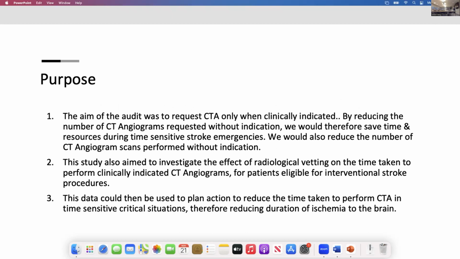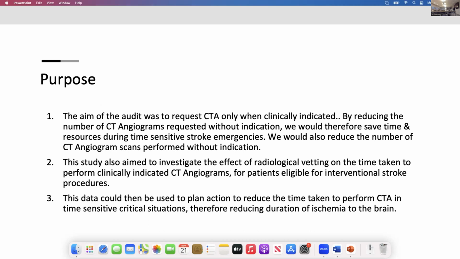The aim of the audit was to request CT angiograms, first of all, only when clinically indicated. We don't want to perform CT angiograms for a patient who has not had a stroke, for example, or if that patient is outside the time window in which we can perform thrombectomy, the procedure which is needed. By reducing the number of CT angiograms requested without indication, we would therefore save time and resources during time-sensitive stroke emergencies. We would also reduce the number of CT angiogram scans performed without indications. This study also aimed to investigate the effect of radiological vetting on the time taken to perform clinically indicated CT angiograms for patients eligible for stroke procedures.